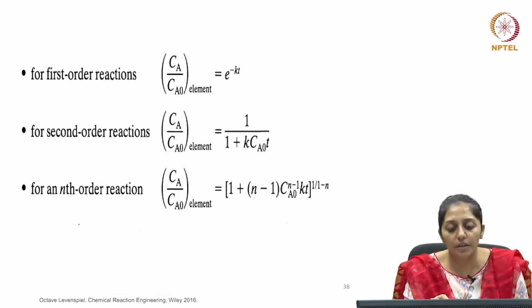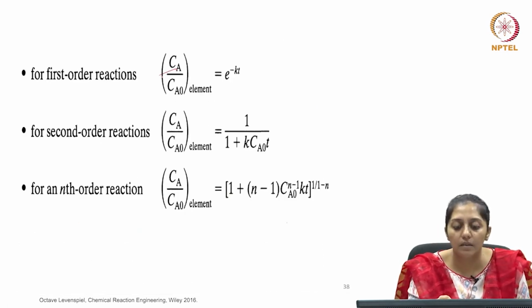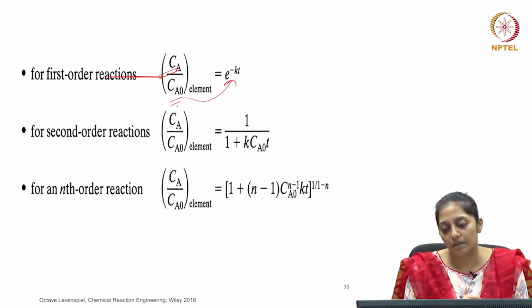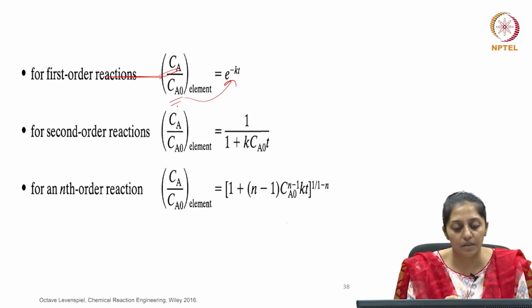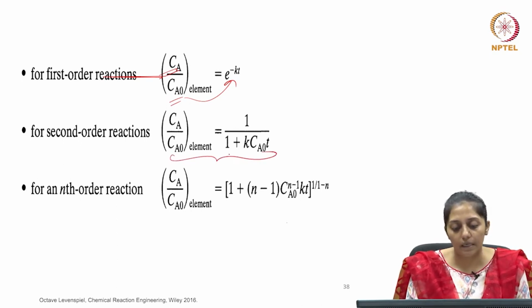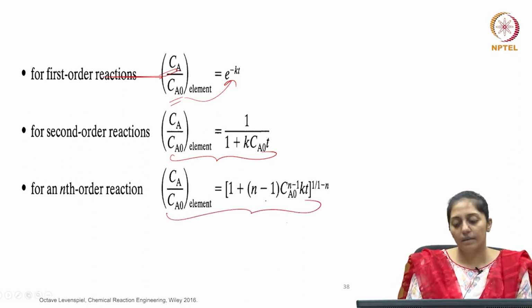Now, for the first order reactions, we know that the final concentration is related to the initial concentration by an exponentially decreasing function, where Ca is the reactant. For the second order, it will take this form, and for nth order, let us say it is taking this form.